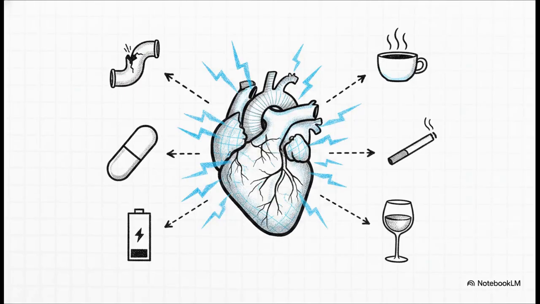But what actually causes these glitches? The electrical grid doesn't just fail for no reason. Triggers can be structural, like coronary artery disease, a heart attack, or high blood pressure physically damaging the heart tissue.